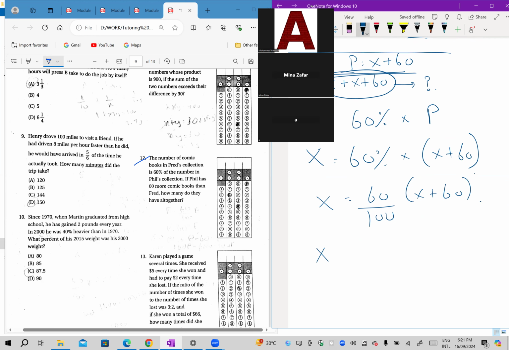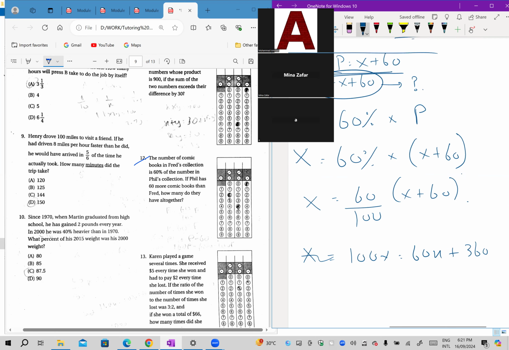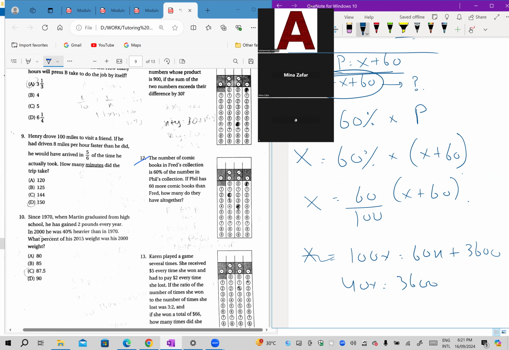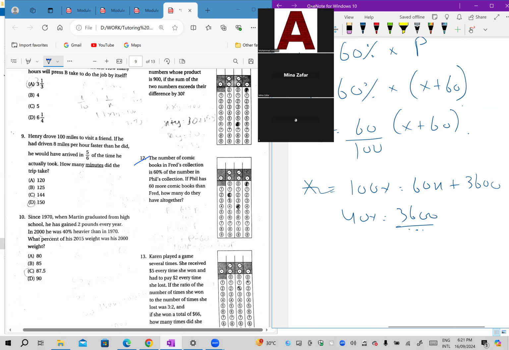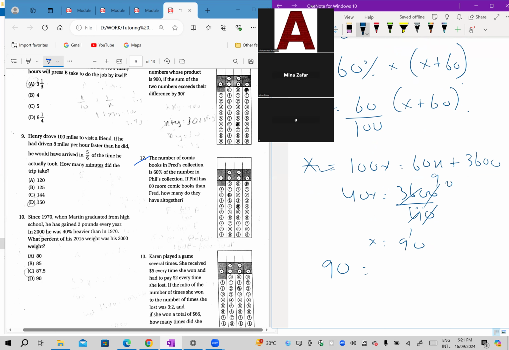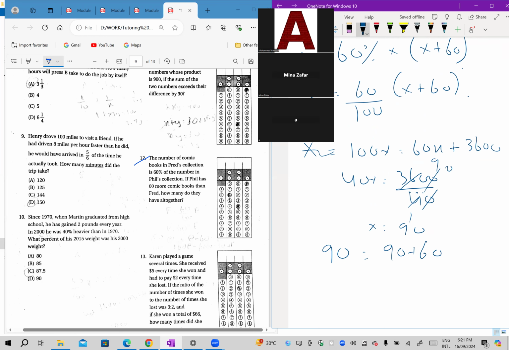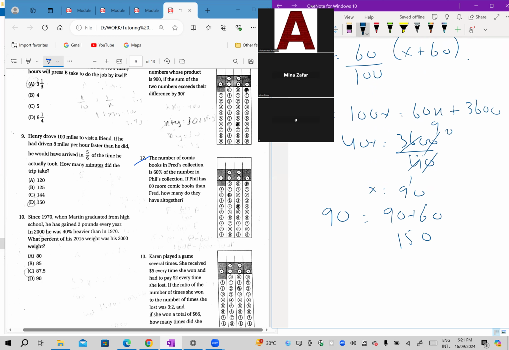So x is equal to, guys, ये तो आगे हो जाएगा ना, 100x is equal to 60x plus 3600. So 100x minus 60x, 40x is equal to 3600. 40 divided on both sides. 4 ones are 4, 4 nines are 36. x is equal to 90. If Fred has 90 books, Phil has 90 plus 60, 150 books. So 90 plus 150 is the total number of books they're going to have altogether, which will be 240. Clear?